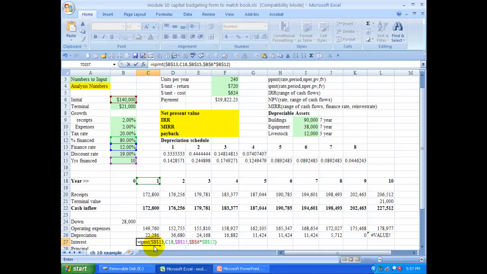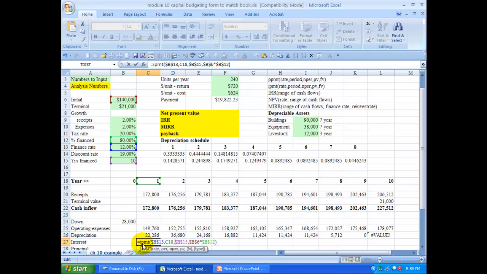So just to kind of reiterate here, we've got our rate, which is the finance rate. PER is the period of the payment we're making, 1. We didn't do dollar signs around this or F4 because as we drag this across, we want the next one to refer to the second payment, the third payment, the fourth payment, and so on. And then, comma, we've got the total number of payments that we make, which is 10. And then, comma, the present value, which is the initial investment multiplied by the percent financed.